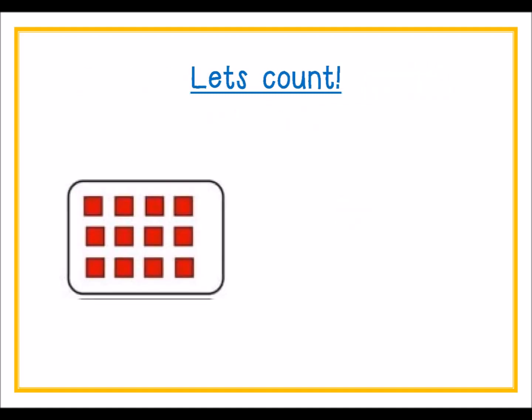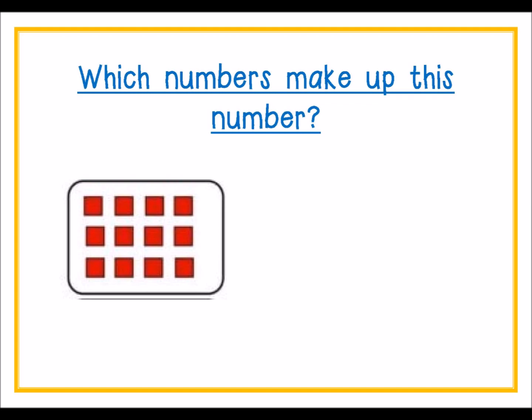Let's have a look at the squares below. Let us count the squares. We have to begin from 1. Let's count together. 1, 2, 3, 4, 5, 6, 7, 8, 9, 10, 11, 12. Our answer is 12. Did you get that right?